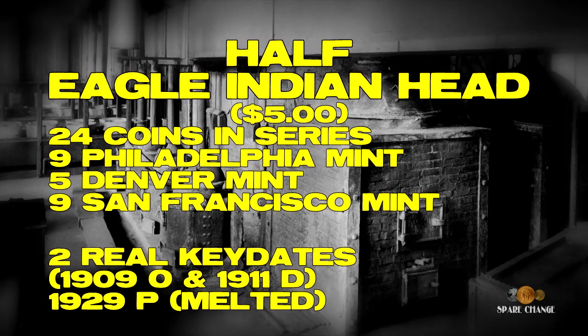Now the half eagle has 24 coins in its series with only a few key dates. The 1909 New Orleans Mint, which is a relatively high key date to find, and the 1929. And the 1929 is so high because a lot of these were melted down and none of them were used, so there are only a few out there. One thing to note about the half and quarter eagle is the incuse design actually makes these two coins the most difficult U.S. coin to grade.